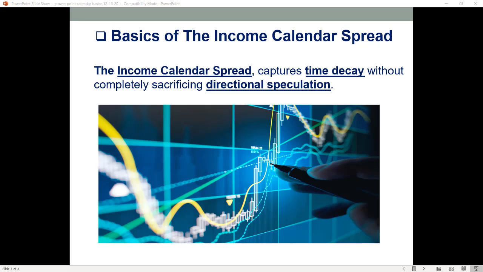So the income calendar spread, I'm going to first go through the basics of it. It is an option strategy where it captures time decay without completely sacrificing directional speculation if you set it up correctly. So let's take a look at the basics of it first, and then I'll show you the trade setup on Microsoft.